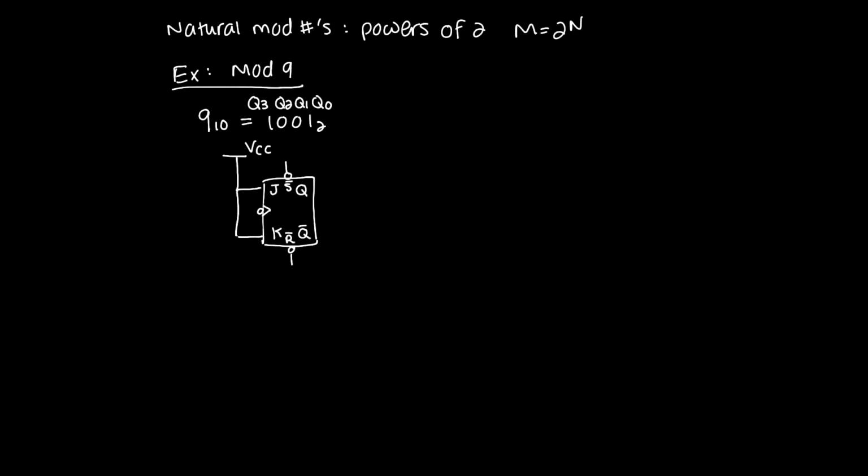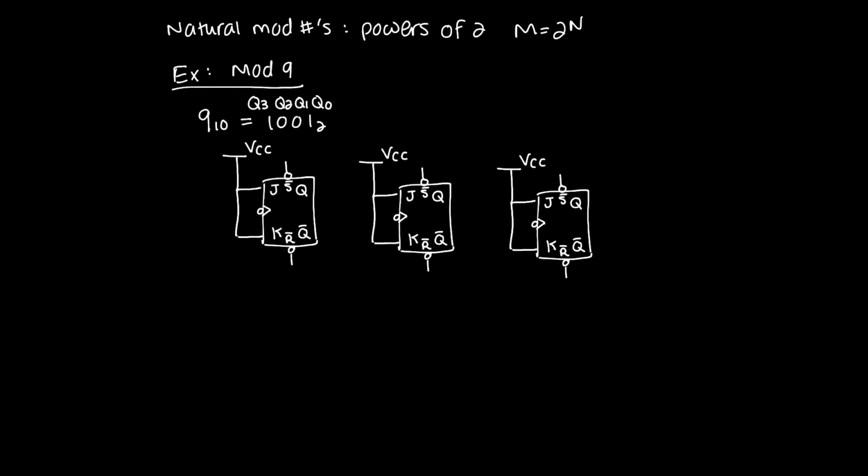So let's go ahead and copy and paste this. I'm going to need 4 of them. Over here, and the third one over here, and the fourth one over here. And I'm going to take the Q outputs as my counter outputs. So I'm going to call this Q0.